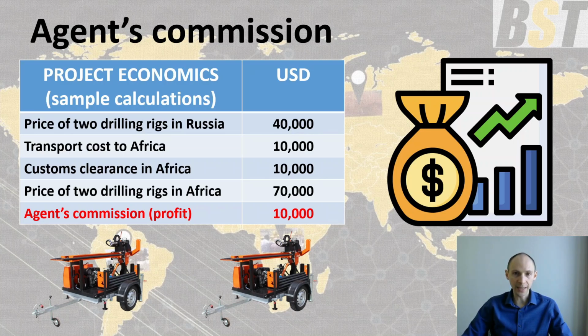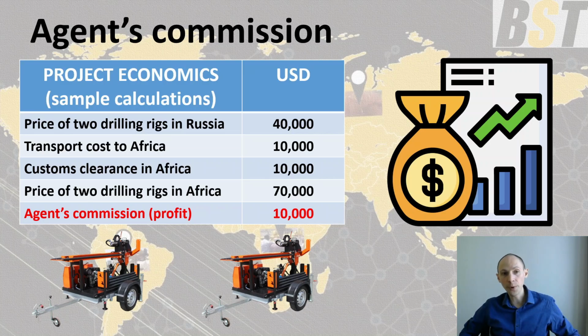And here on this slide, you can observe these approximate calculations for these 2 drilling rigs. But please pay attention. These are not very precise and exact figures. These are only preliminary figures, just for you to understand the main idea of this business model. Okay, so let me explain. Let us say that each drilling rig on the trailer, if we sell it in Russia, the price will be $20,000.